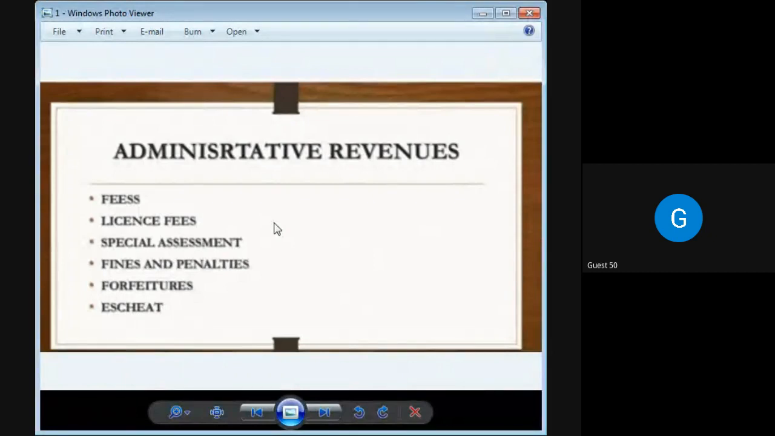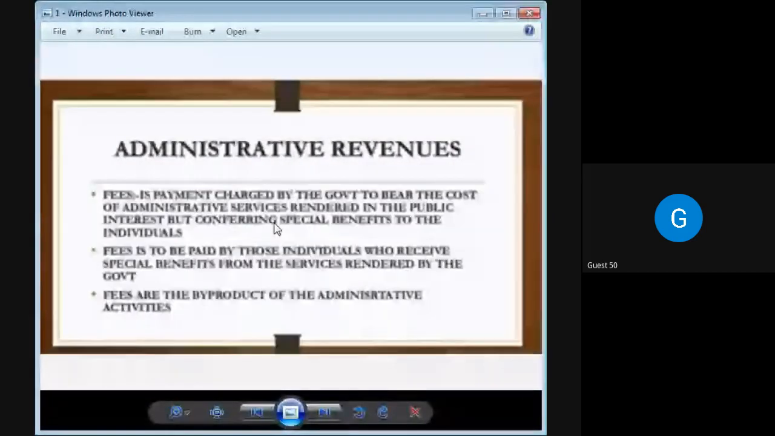Special assessment, fines and penalties. You all know what are the fines and penalties. अगर आप कोई भी रूल एंड रेगुलेशन को ब्रेक करते हो तो उसके अगेंस्ट में आपको फाइन्स एंड पेनल्टीज देनी होती है एंड दैट इज वन ऑफ द सोर्सेस ऑफ एडमिनिस्ट्रेटिव रेवेन्यूज. ओके. These all are the administrative revenues. Okay. So let's learn in detail about the administrative revenues.